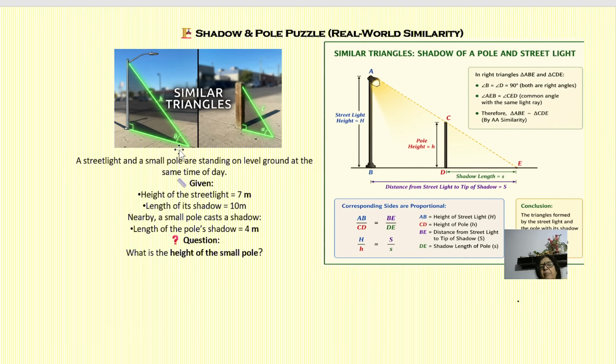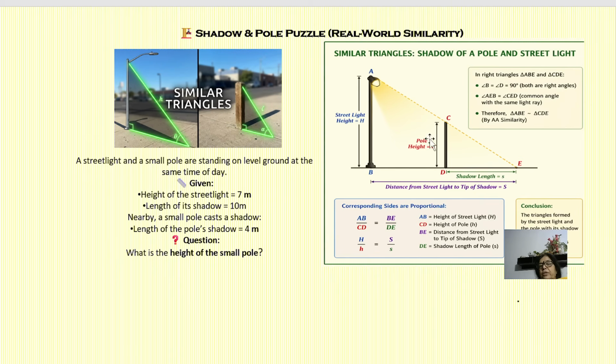Important thing to keep in mind over here is these two, that is the street light and the pole, they are taken as vertical structures. So the angle they make with the ground is taken as 90 degrees. The angles at the top over here, that is where we have the top of the street light and the top of the pole, at the same instant of time, at the same time of the day, the angles made by the rays of the sun will be equal.